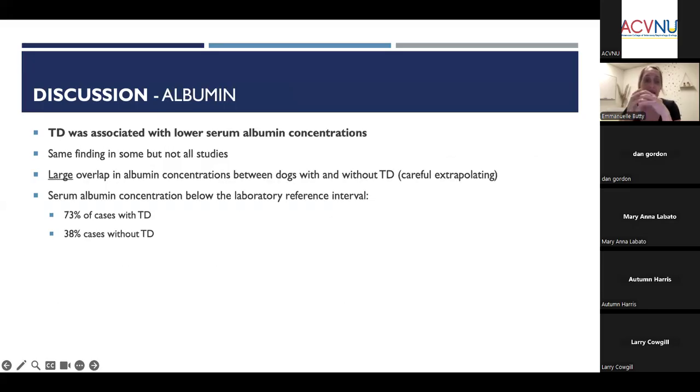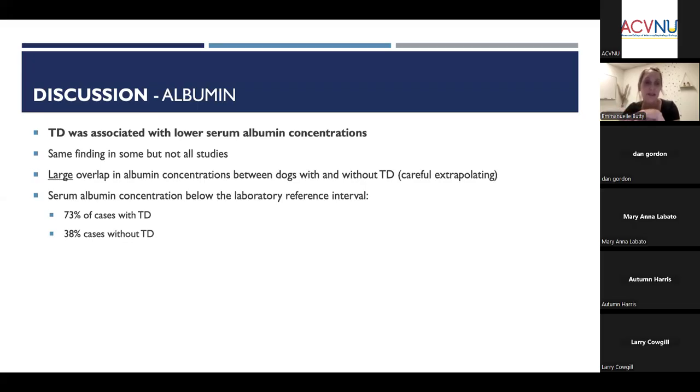And regarding the albumin, thromboembolic disease was associated with a lower serum albumin concentration. So we have some previous studies that showed that, but not all of them. And what we have to be careful about is there's definitely a large overlap in albumin concentration between dogs with and without thromboembolic disease. So we really have to be careful extrapolating these results.